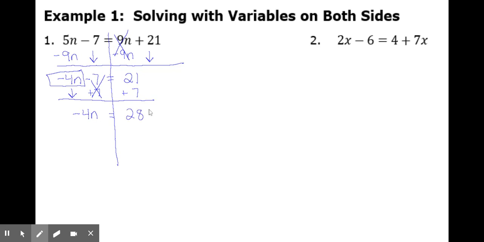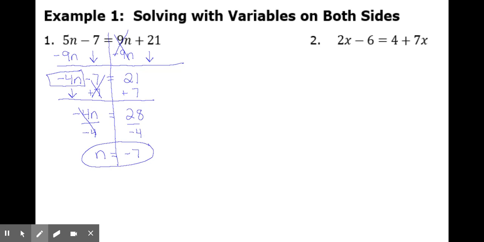Step 3 is to divide by the coefficient. The coefficient in this step is the negative 4, so I'm going to divide both sides by negative 4. These will cancel. And n equals 28 divided by negative 4 gives me negative 7. So that's a pretty straightforward example of how to solve when you have variables on both sides.